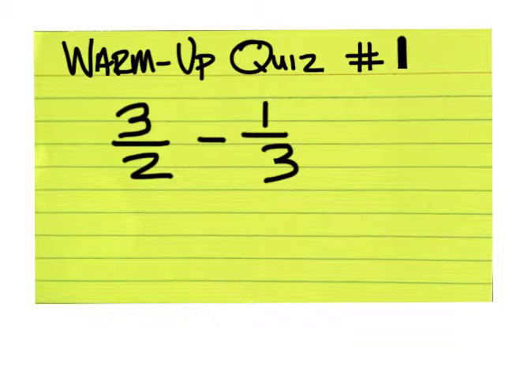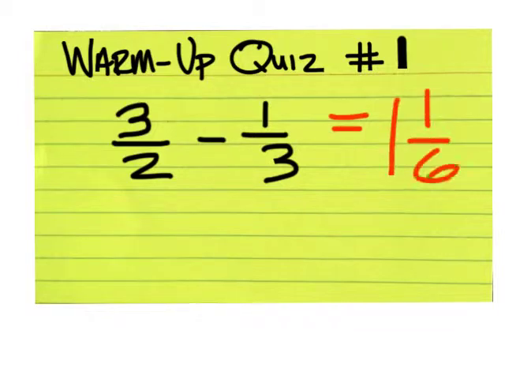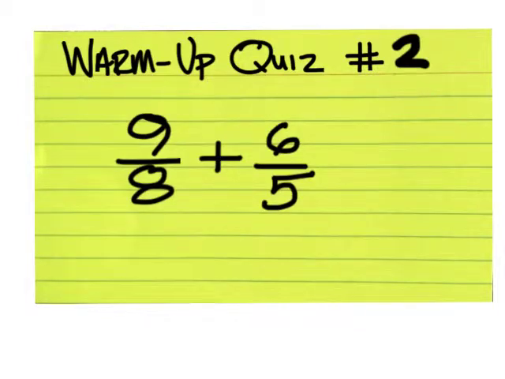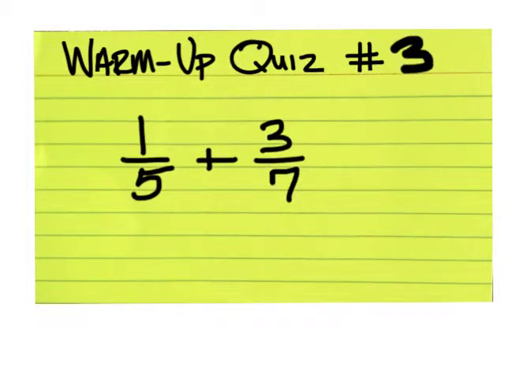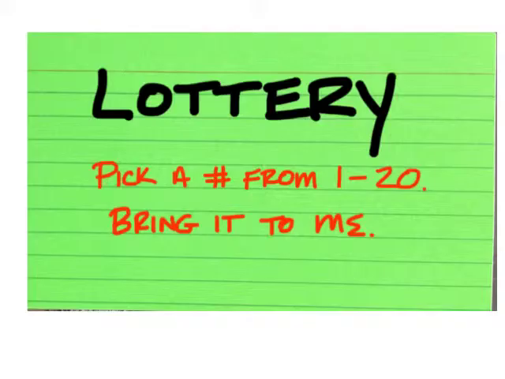Solution for the warm-up problem number 1 should be 1 1/6. Number 2. Solution on this one should be 2 13/40. Last one. Solution to number 3 should be 22/35.